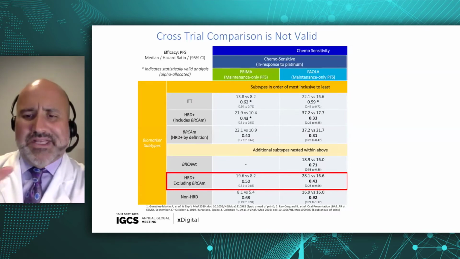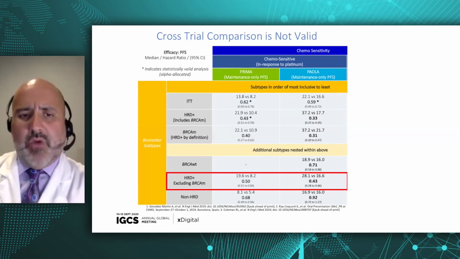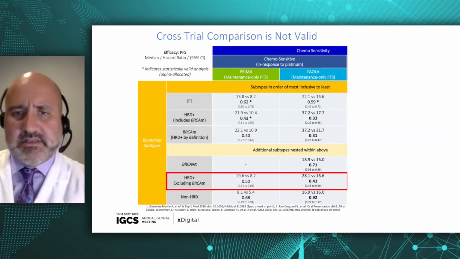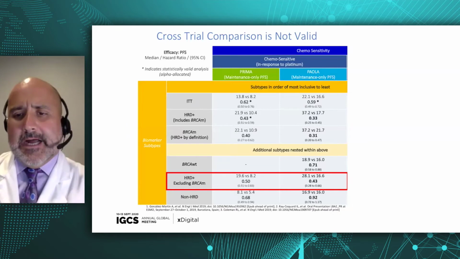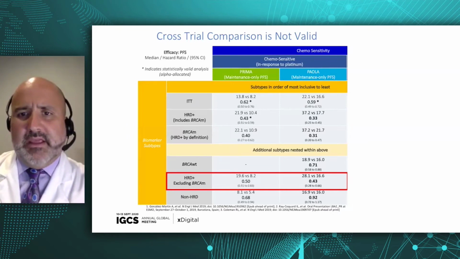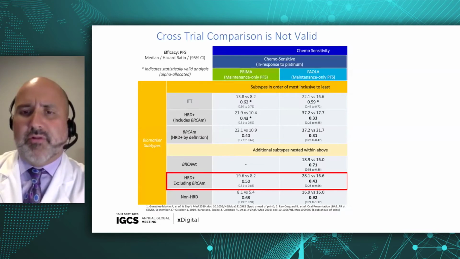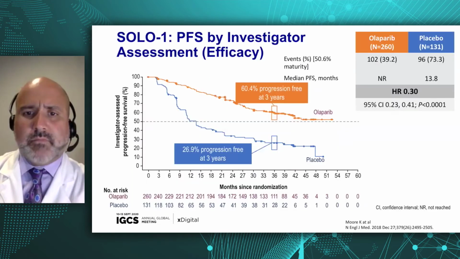So again, when we take this subpopulation, we look at a sub-analysis. These are exploratory sub-analyses. We can't make too many jumps here, but the FDA did make a significant jump here with their approval of the combination.